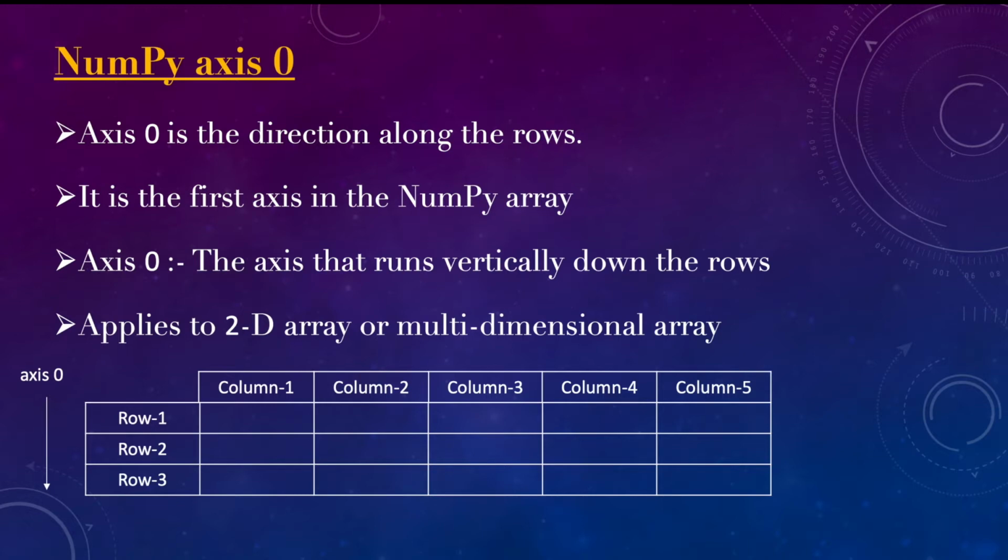So let's say NumPy axis 0. The axis 0 is the direction along the rows. It's the first axis in the NumPy array and it runs vertically down the rows. It's applied to a 2D array or a multidimensional array.